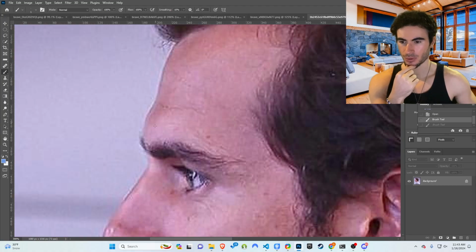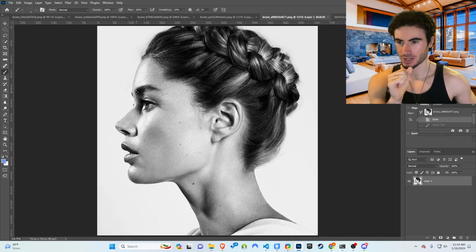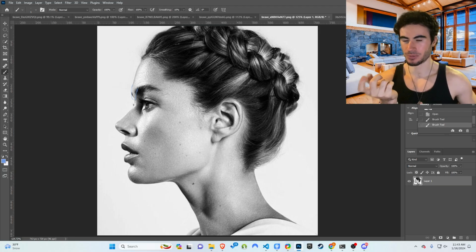And also the brow ridge protrusion itself, so like the protrusion of the brow ridge itself is a lot more prominent in a male face. It's not nearly as prominent in a female face. And that contributes to attractiveness.